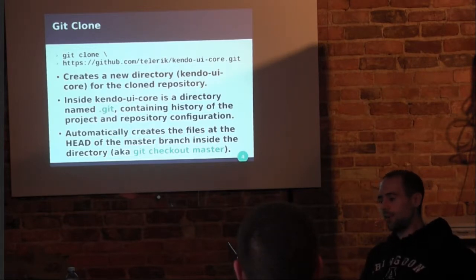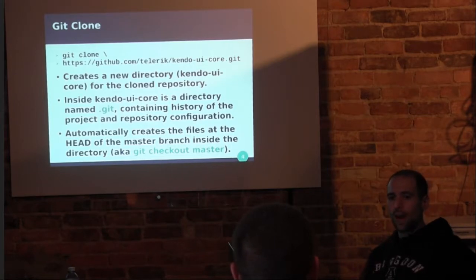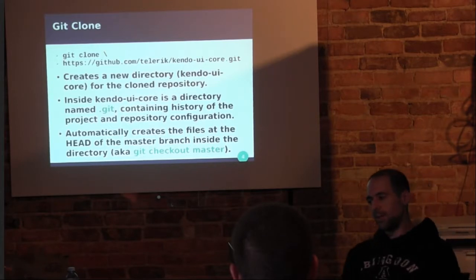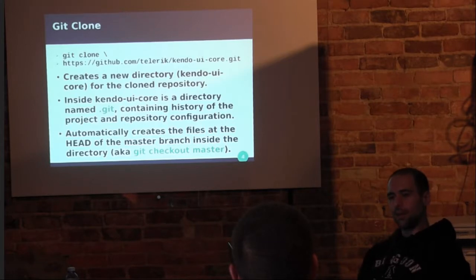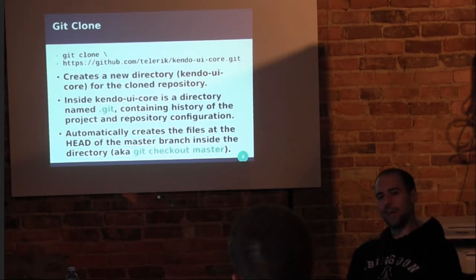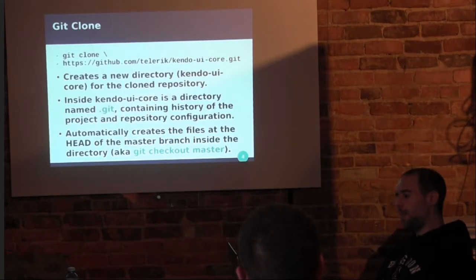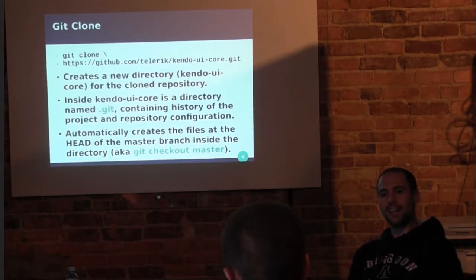So what this command actually does then is first creates a new directory wherever you're running the command in your terminal. It's going to create a new directory in the folder that you're in, named after the project that you're cloning. So in this case, you get a folder called kendo-ui-core. And inside that folder, you'll see another folder called .git.